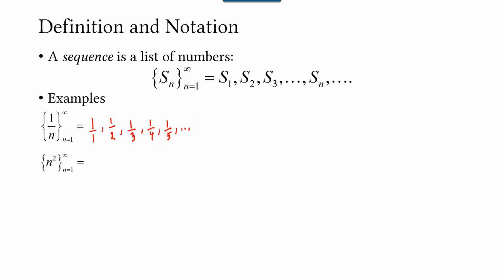Next up, we have the sequence generated by n squared. So this would look like 1 squared, or just 1, 2 squared, which is 4, 3 squared, which is 9, 4 squared, or 16, 5 squared, or 25, and then we indicate that the list would continue with our 3 dots.